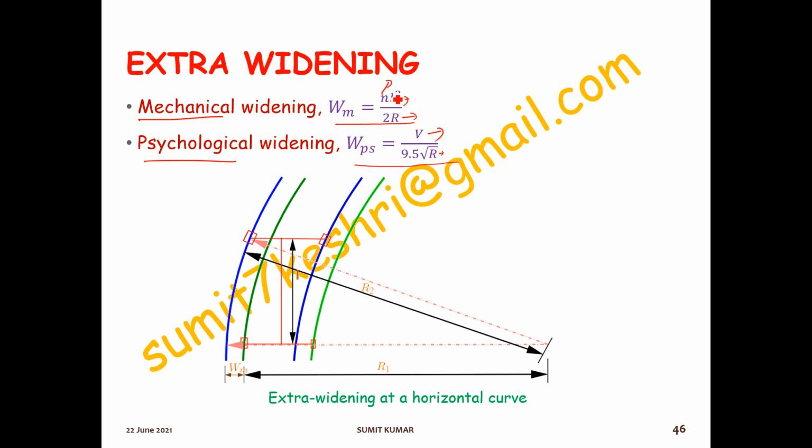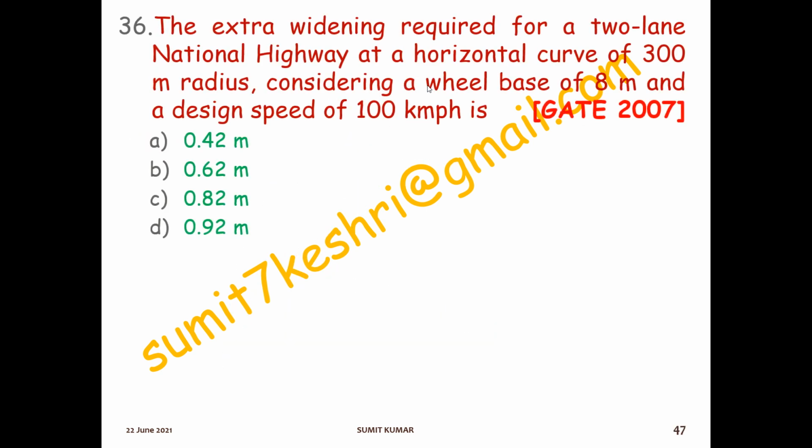You can see here, this L square by 2R is called off tracking. What is this off tracking? This phenomenon has been discussed in the theory classes. For now, understand this: if you are asked what the off tracking value is, then you just compute L square by 2R.